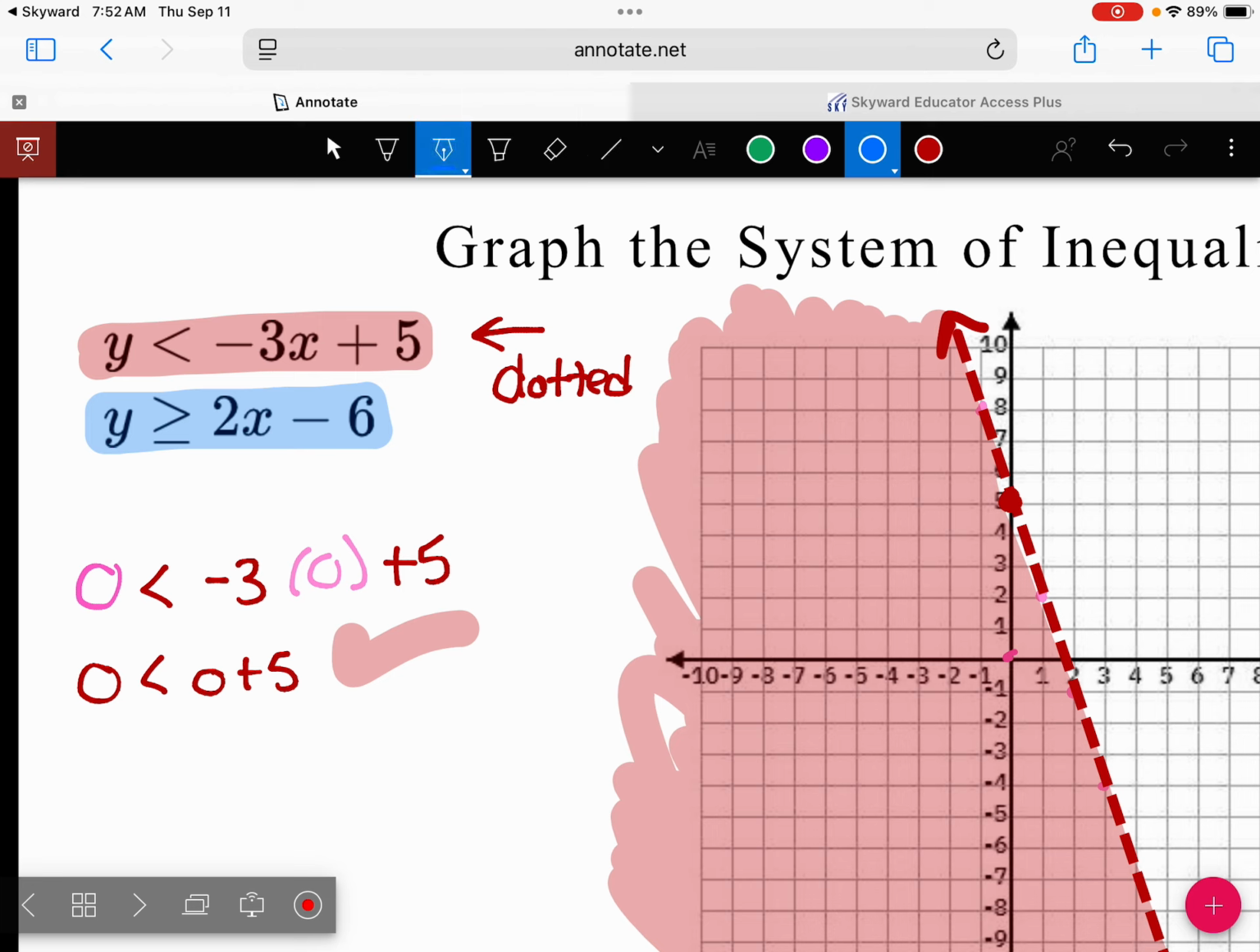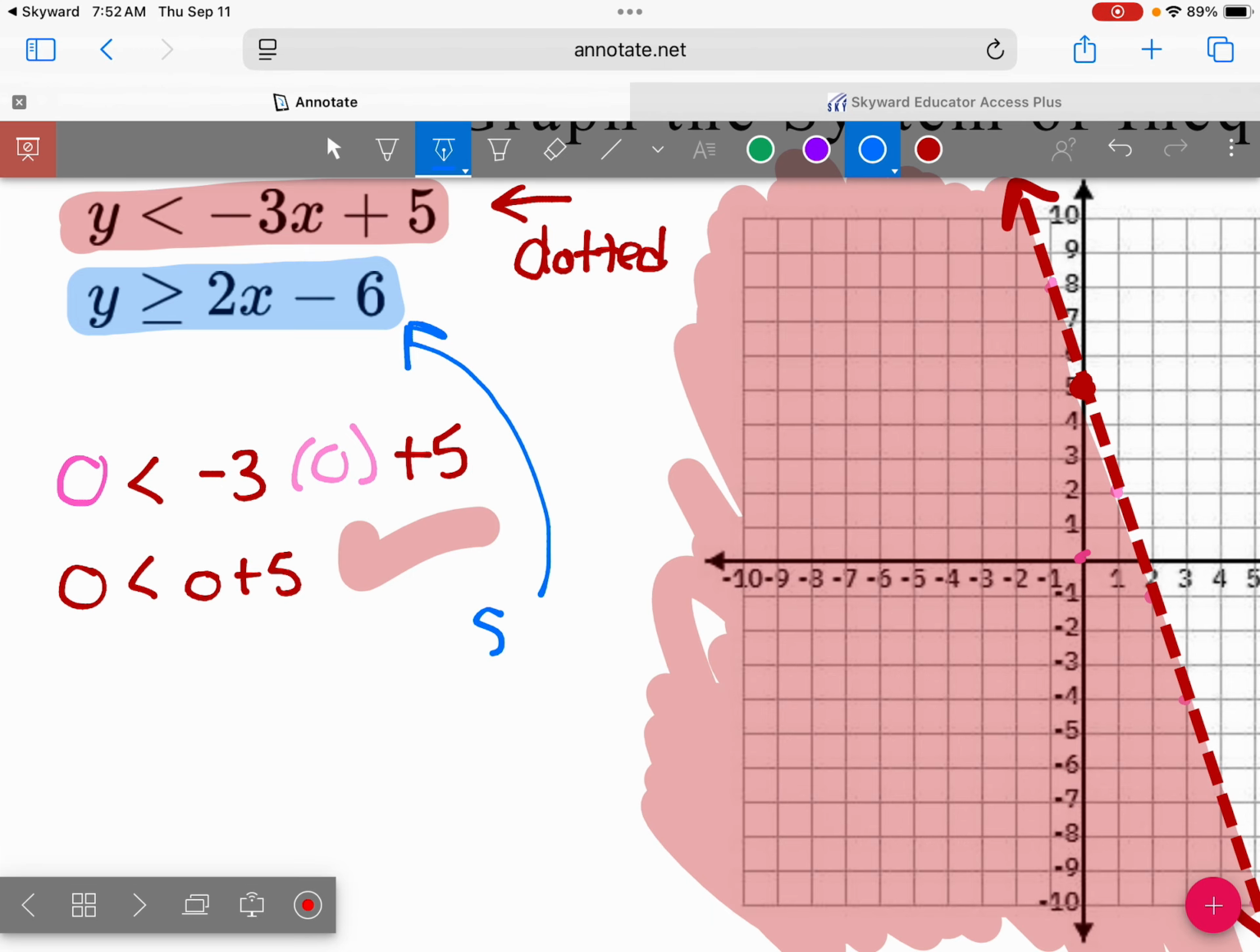Are we going to be using a solid line or a dotted line? Solid. Because we have the equals to this guy under here, we got to use a solid line. If we draw a line under the inequality, there's a line on my picture.